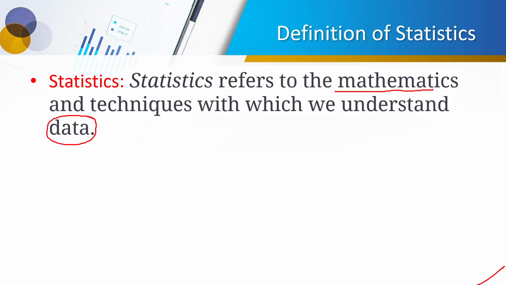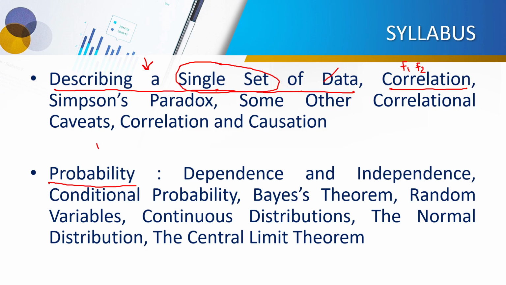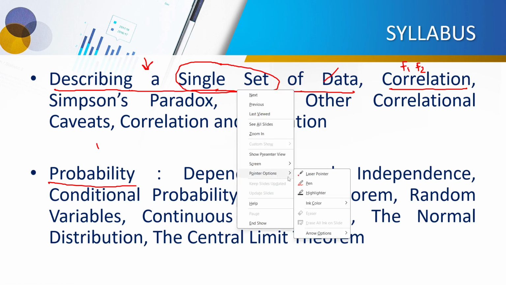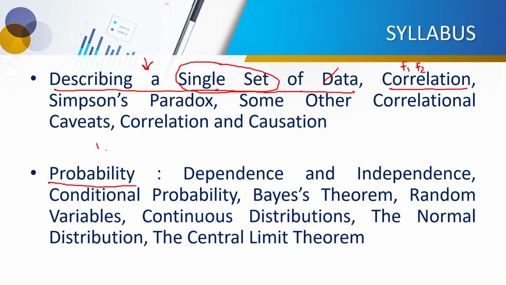So we are talking about statistics, which refers to the mathematics and techniques we require for understanding the data. In the last lecture we started with this part. Today we will try to complete the first part, which is descriptive statistics. In the last lecture we talked about a single set of data, meaning a single feature, that is univariate analysis.